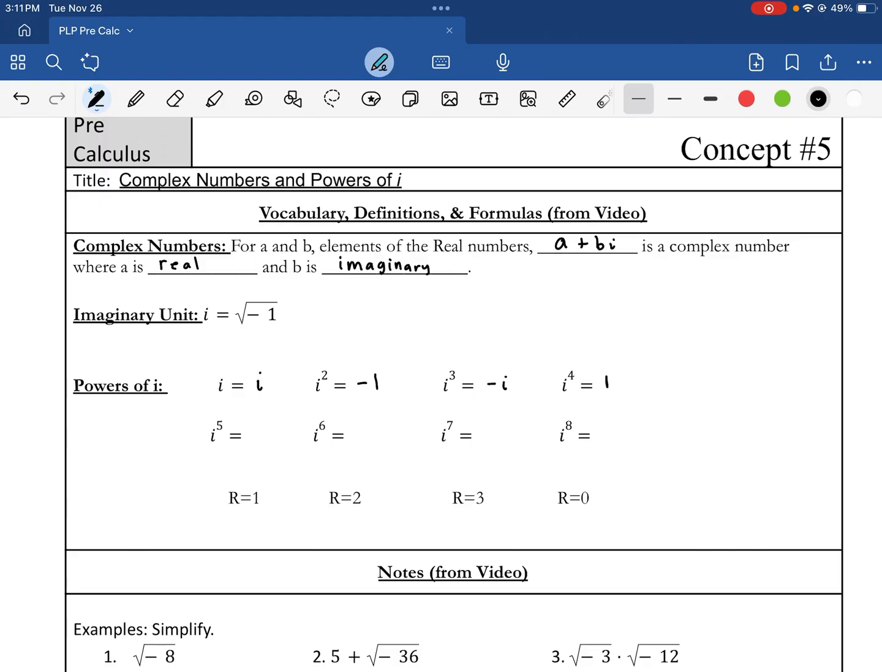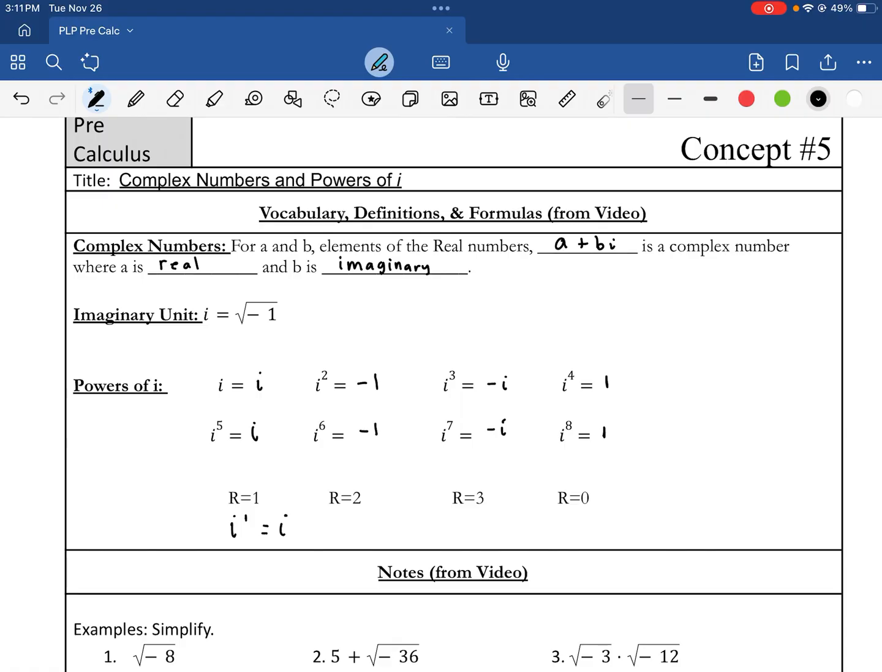So for I to the fifth power, we can split that up into I to the fourth times I. So 1 times I, which is just I. And then this just keeps cycling. So I to the sixth is -1, I to the seventh is -I, and I to the eighth is 1, and so on. So if your remainder is 1, it's like you've got I to the first power, so that's just going to stay at I.